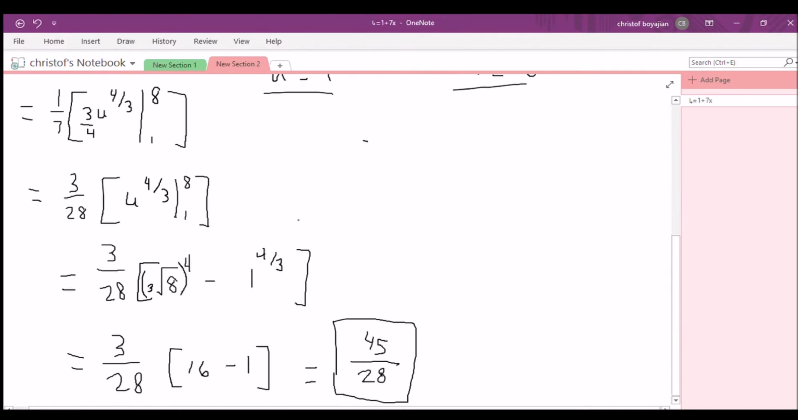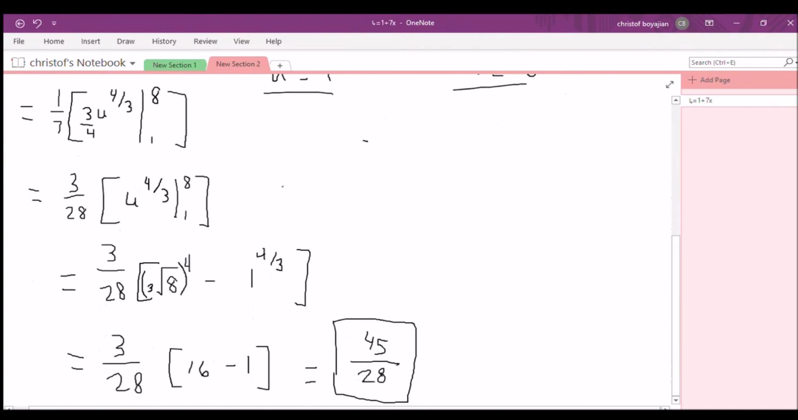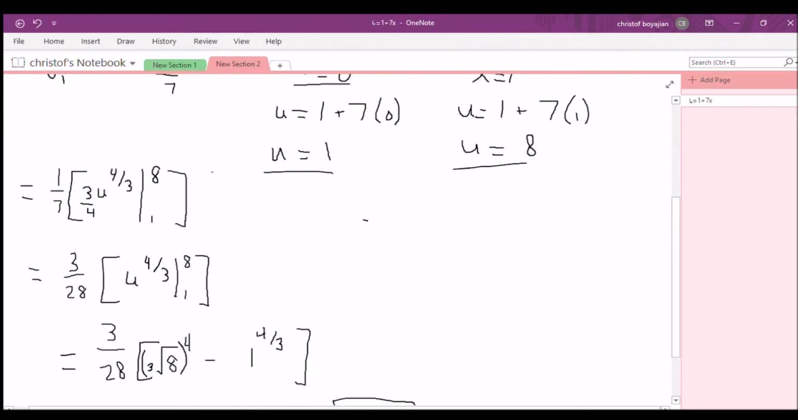All right, well, that's one way of doing this if we had it in terms of u. What if we wanted to substitute back in x? So let me keep this out here. We evaluated the integral. So what if instead I substituted back in x?